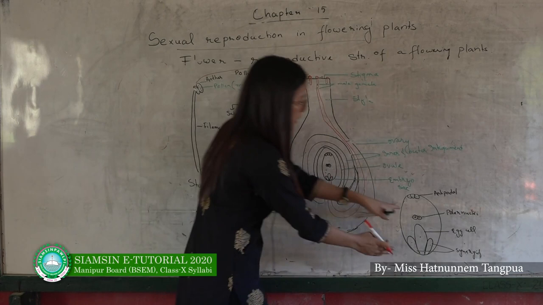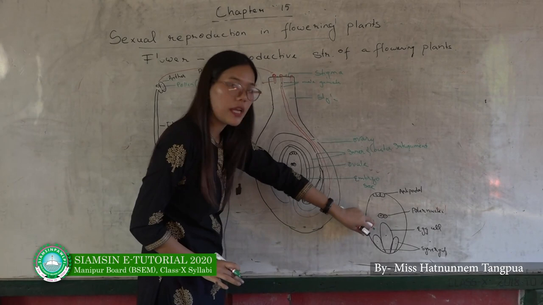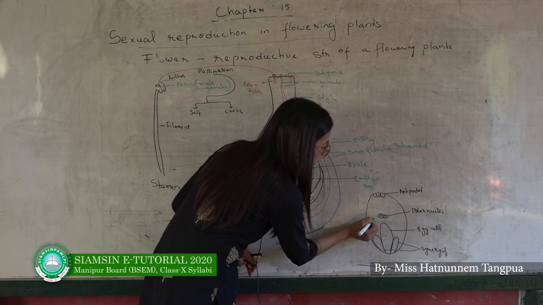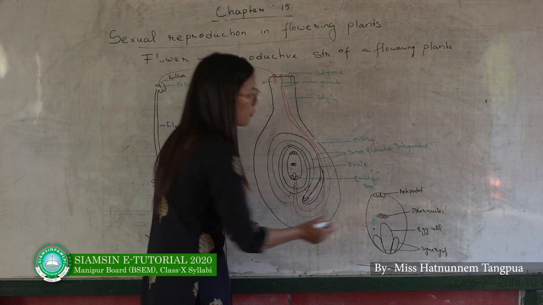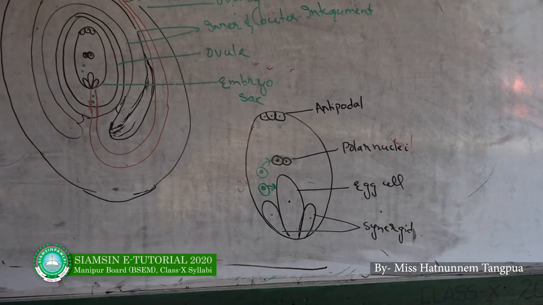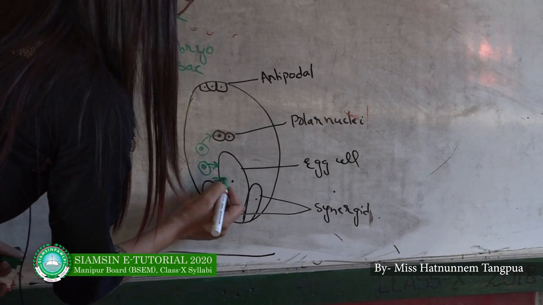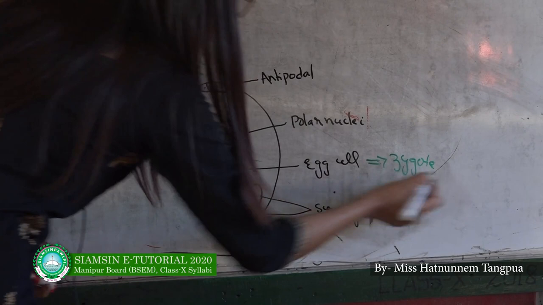The two male gametes are discharged into the embryo sac. One of the male gametes will fuse with the two polar nuclei. Another male gamete will fuse with the egg cell, and together they will form a zygote.